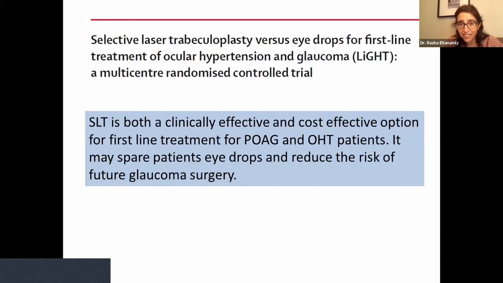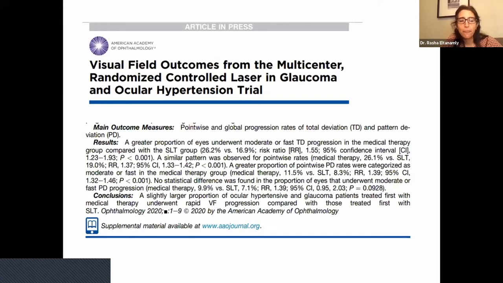Now, that was further solidified by a follow-up for this study that is still in press, ahead of publication, and it is going to be published in Ophthalmology. They looked at the visual field outcomes from both groups of the LIGHT study, and in their interpretation, they found that patients who underwent SLT had slightly better visual field parameters, and they are less likely to have rapid progression than those who were on medications.